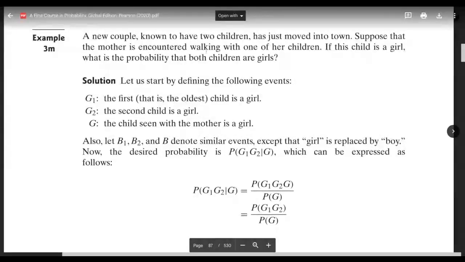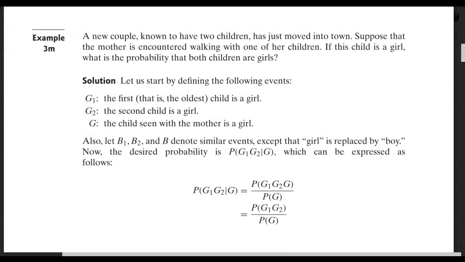A new couple known to have 2 children has just moved into town. Suppose that the mother is encountered walking with one of her children. If this child is a girl, what is the probability that both children are girls?